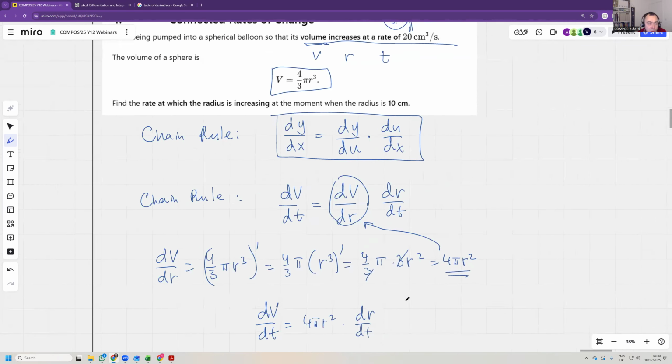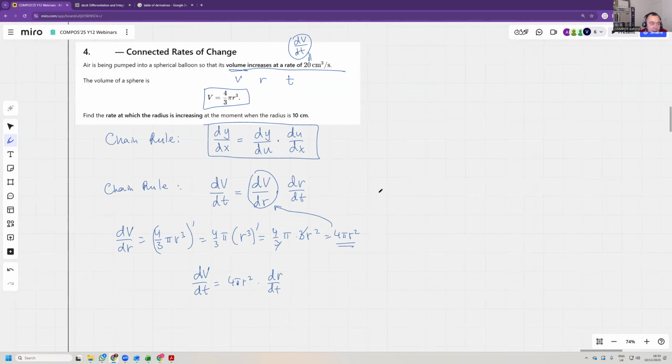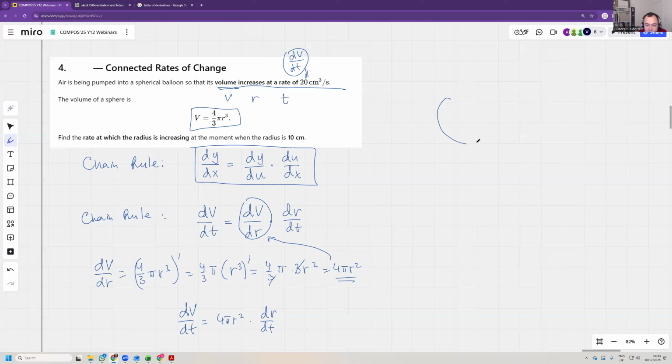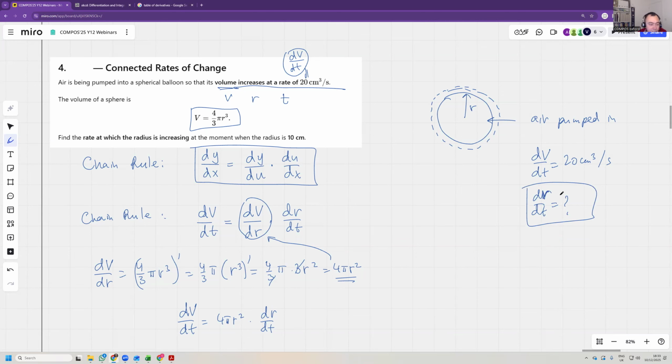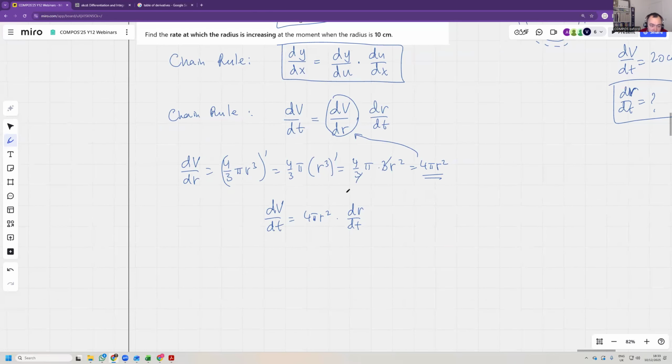And what's this saying? The rate at which the radius is increasing. So what's going on? A balloon is a sphere, and air is being pumped in, and the volume is increasing. The rate at which the volume is increasing, dV/dt, is 20 centimeters cubed per second. We want to find at what rate the radius is increasing. So dr/dt is the question mark. That's what we need, and that's what we have here, dr/dt.